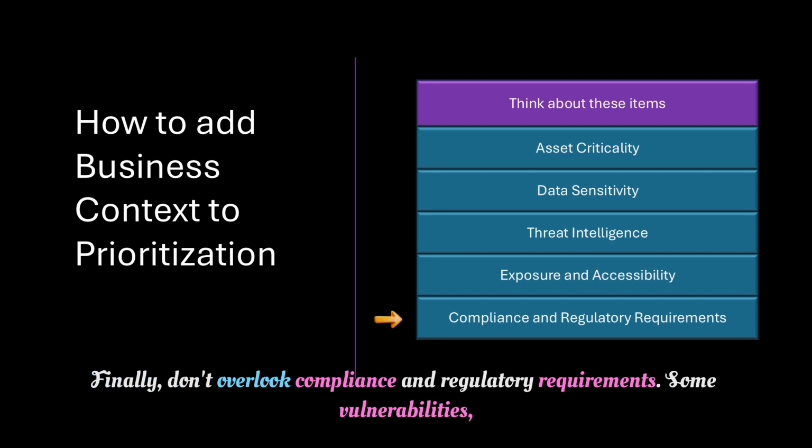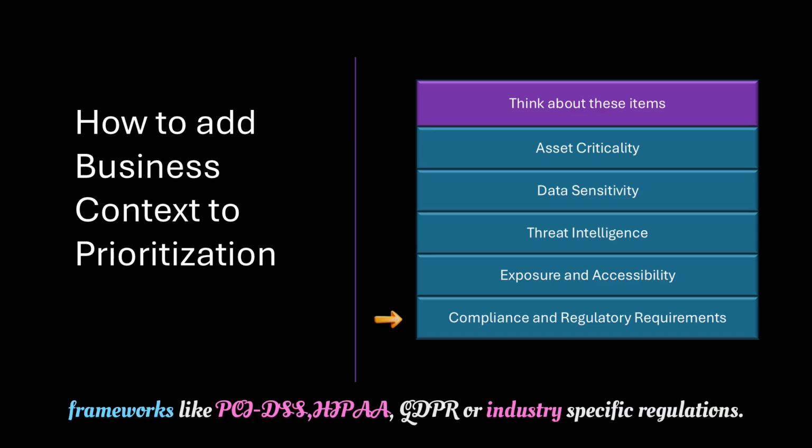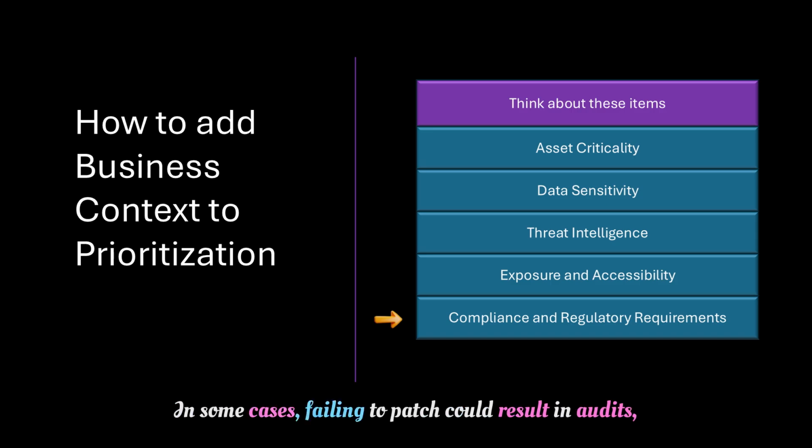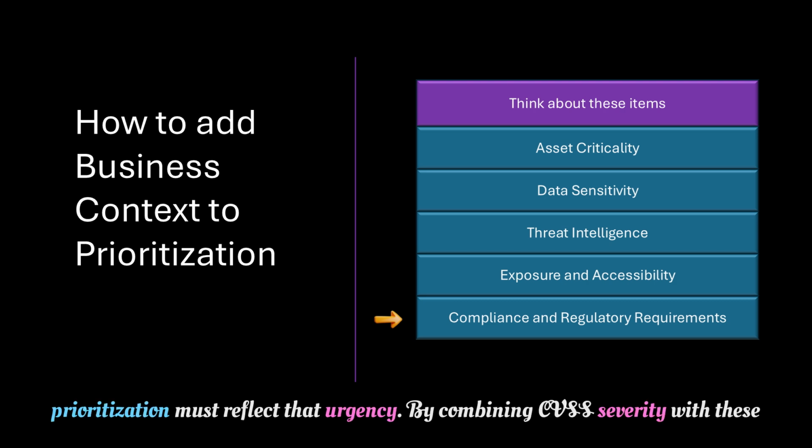Finally, don't overlook compliance and regulatory requirements. Some vulnerabilities, if left unresolved, could put your organization out of compliance with critical frameworks like PCI DSS, HIPAA, GDPR, or industry-specific regulations. In some cases, failing to patch could result in audits, fines, or even legal penalties. When compliance is on the line, prioritization must reflect that urgency.